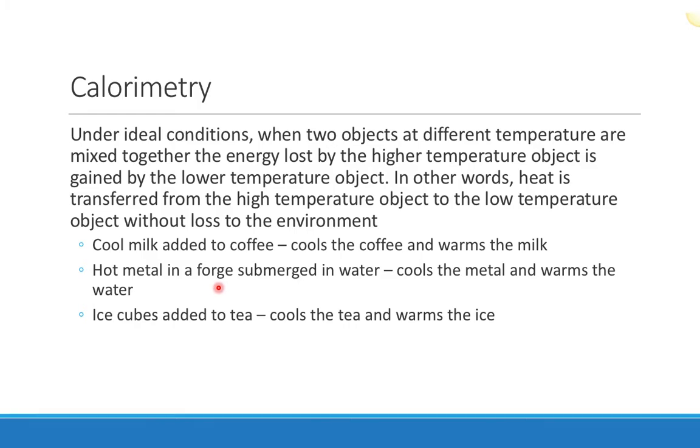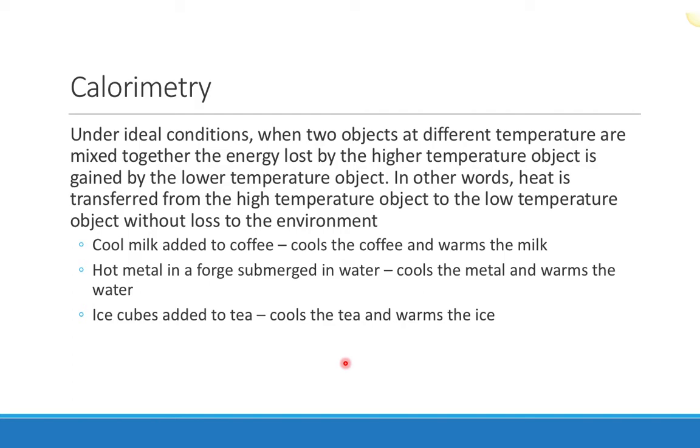A hot metal forge is submerged in water. So hot metal that's in a forge is submerged in water. This is probably something you might see in movies where they're trying to make a sword or something like that, right? Have it in the heat, and then they stick it in the water, it cools the metal and it warms the water. And of course, ice cubes added to tea cools the tea, warms the ice, and so on.